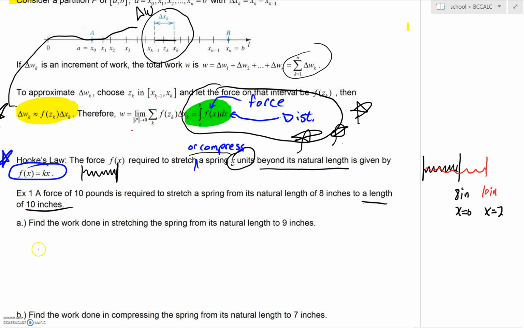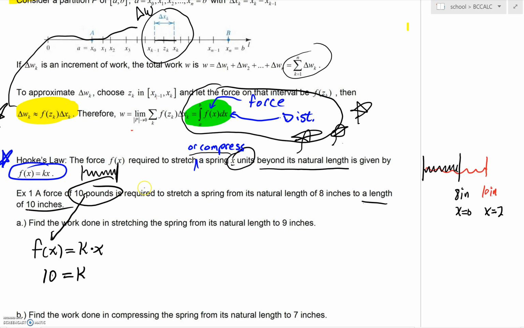So let's go ahead and get to work with Hooke's law. We'll say f of x is equal to k times x, okay? And we're going to find the work done in stretching the spring from its natural length to 9 inches, actually. But look, it took 10 pounds of force. So I'm going to write 10 right in here.